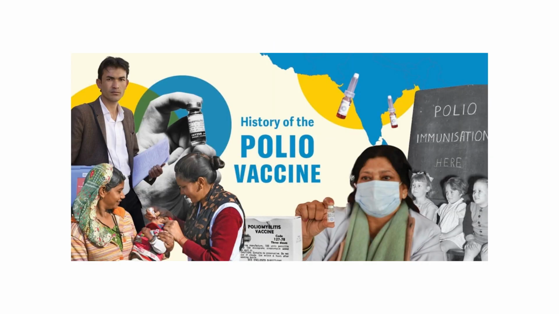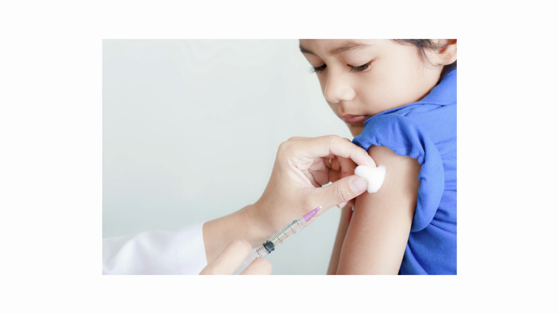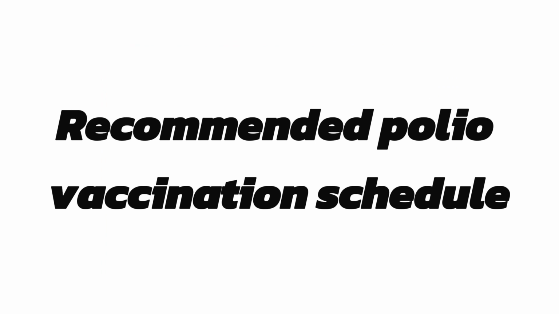Prevention. The best way to prevent polio is to get vaccinated. Vaccination is usually done in childhood. If you didn't get vaccinated as a child or don't know if you did, ask your healthcare provider if you should get vaccinated.